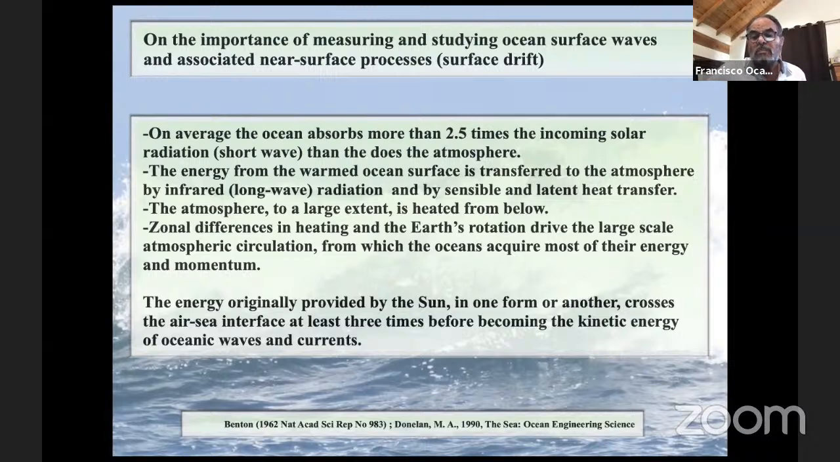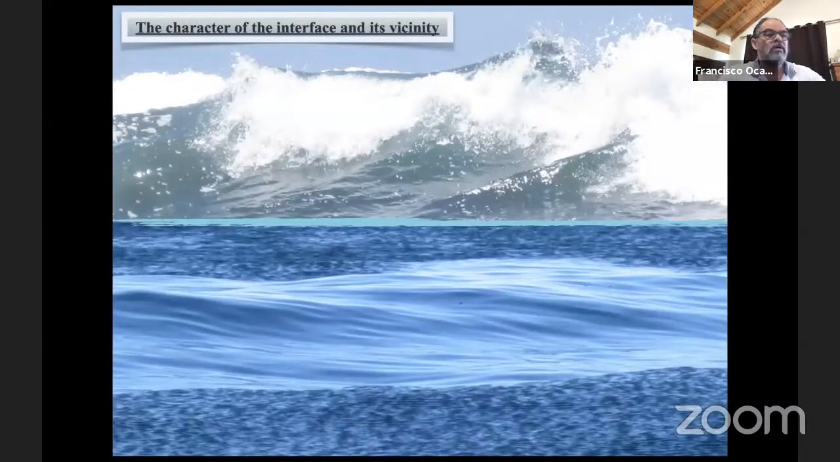So the main importance of the sea surface is that energy is transferred across the surface many times, at least 3 times, before directly becoming the kinetic energy of oceanic waves and currents. And it is the sea surface where the waves are lying. So that's why the ocean surface waves are important. And this transfer, of course, is going to be very different if we consider the sea surface as a smooth or very gently rough surface, compared to a very high wave surface with even breaking. So we better know the character of the ocean surface waves in order to understand and clearly study the transfer between the ocean and the atmosphere.